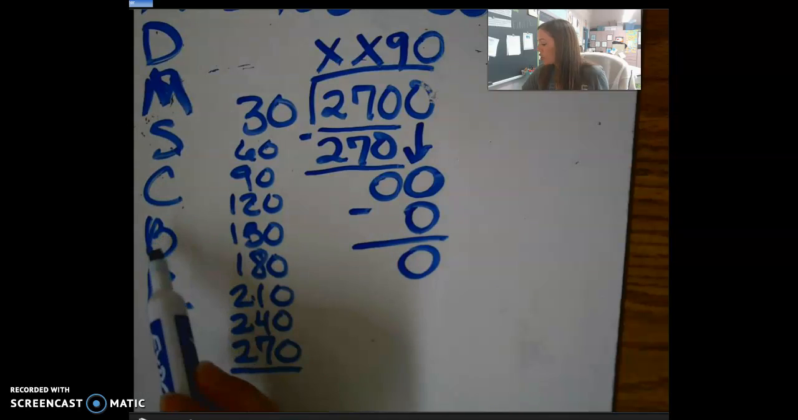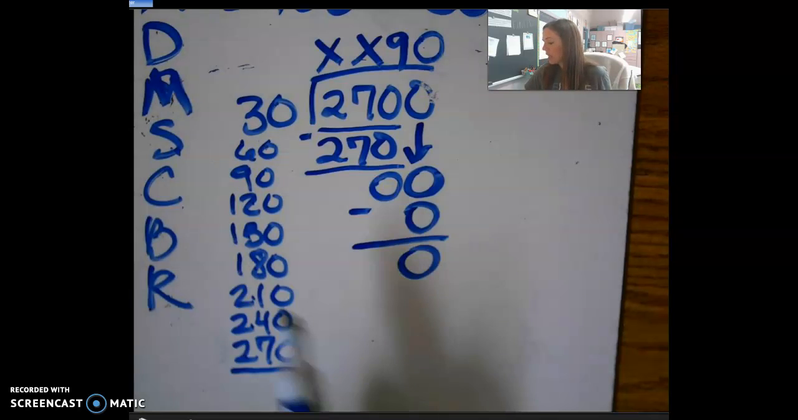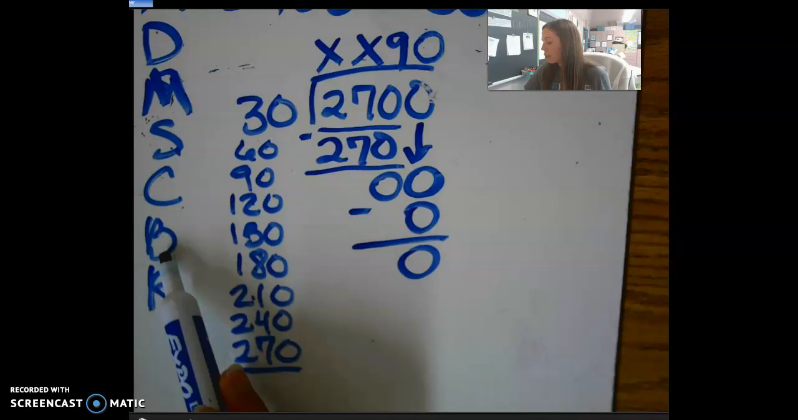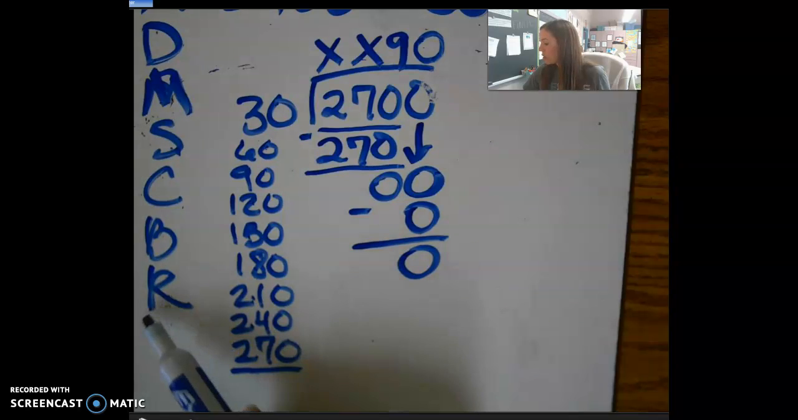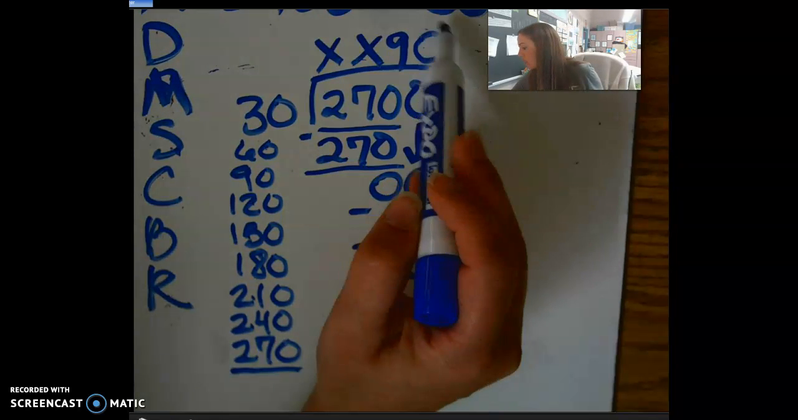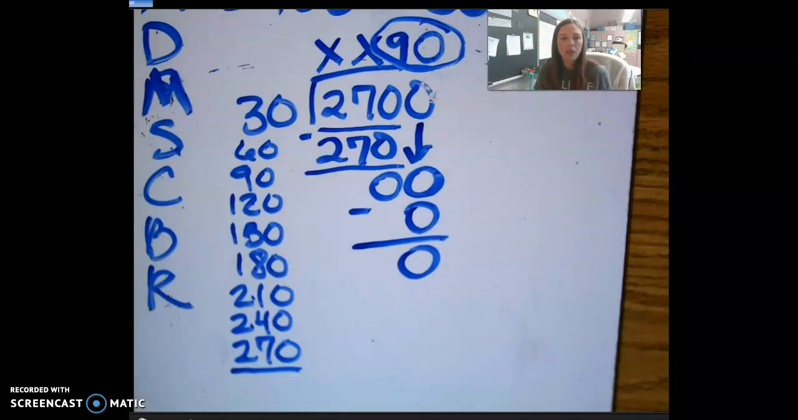Now I check, is 0 less than 30? Yes. I bring down. Well, now there's nothing left to bring down, okay? And do I have a remainder? No, but I do have an answer. And it's the exact same one that we got when we solved it in the other way.